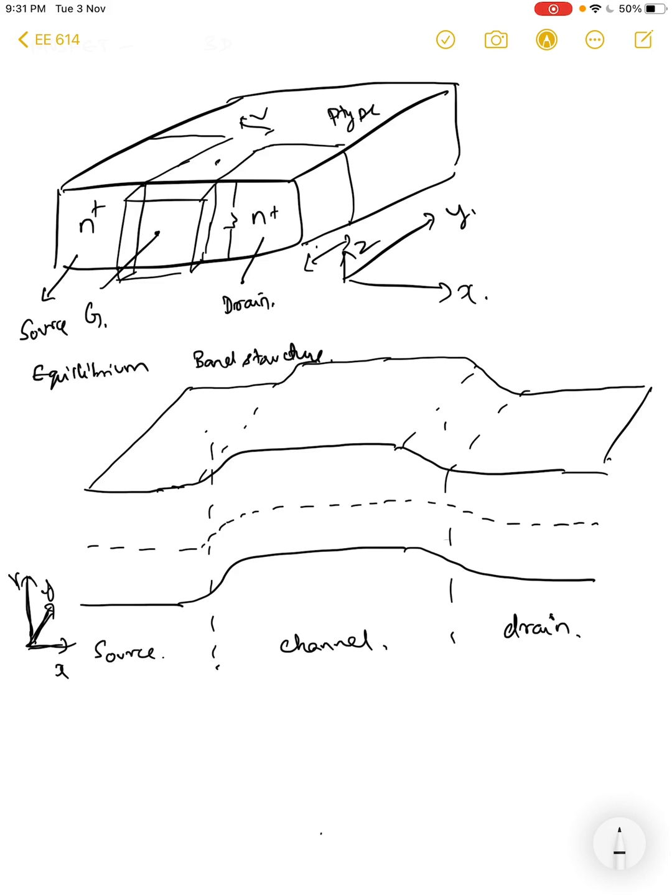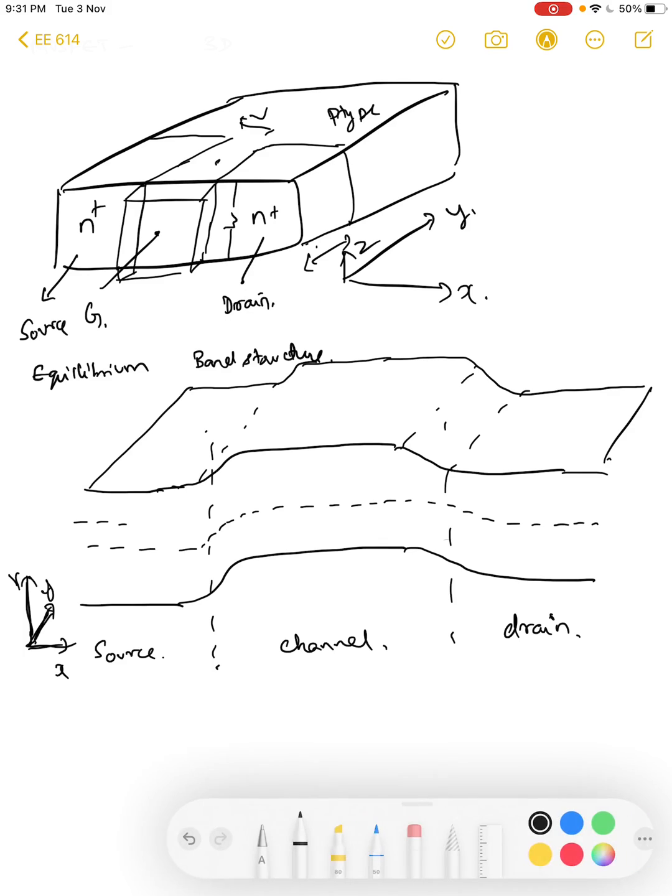So under these conditions, we know that, let's say it's n plus, right? So our Fermi level will look somewhat like this. Let me draw the Fermi level in a different color.